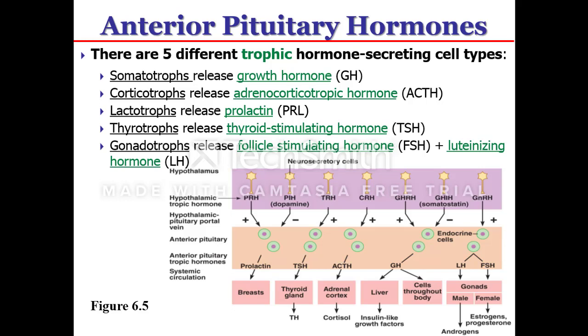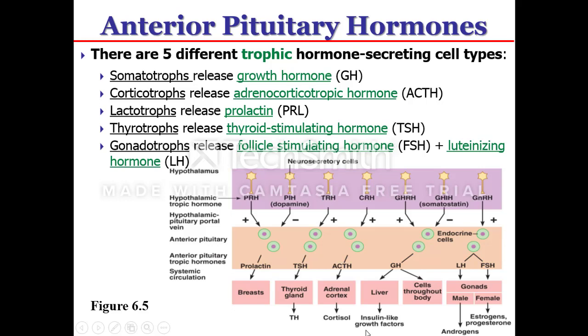Corticotrophs. Does that sound like cortisol or cortisone? Yeah, corticotrophs are going to release the adrenocorticotropic hormone, or ACTH, which targeted that fluffy upper layer of the adrenal glands, which is true glandular tissue, not neural tissue, and you're going to get your steroid hormones from there. Lactotrophs release prolactin, thyrotrophs release the TSH, or thyroid stimulating hormone, and gonadotrophs release the follicle stimulating hormone and luteinizing hormone that we saw in male and female reproduction.